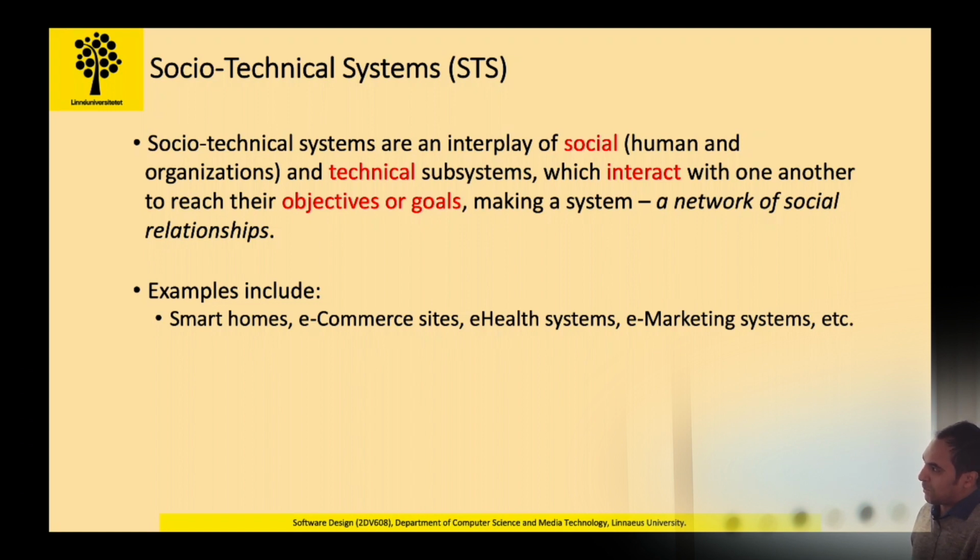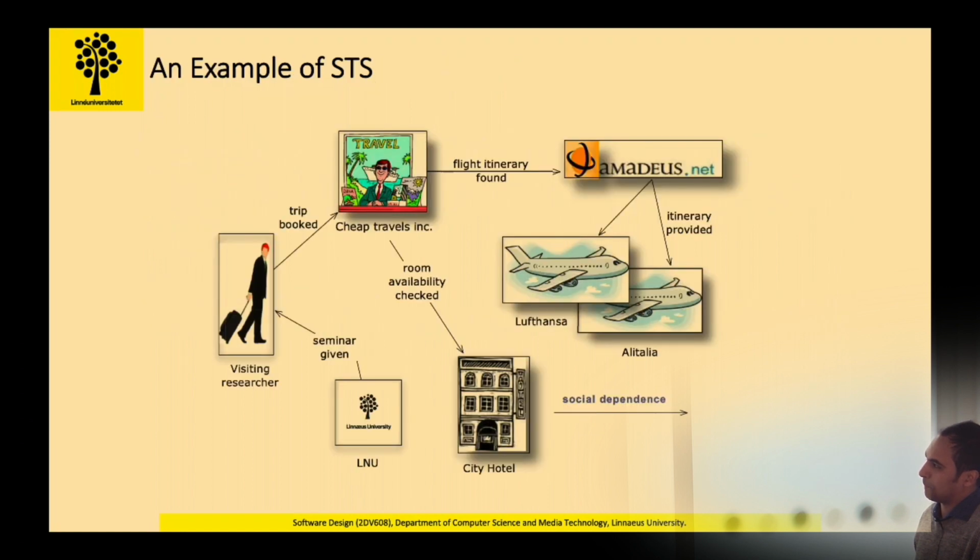Examples of this kind of system include all types of systems: smart homes, e-commerce systems, e-health systems, e-marketing systems. All of them involve both the end users and the technical part, so they have both socio-technical concerns.